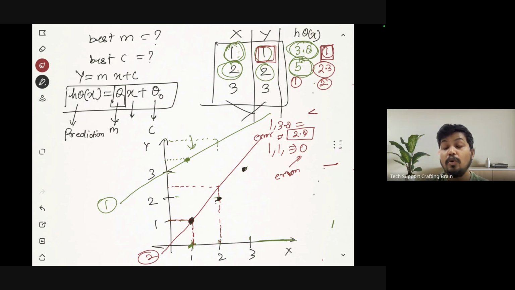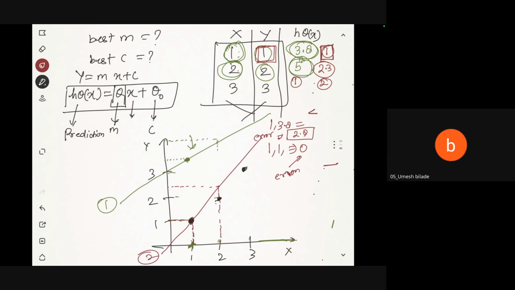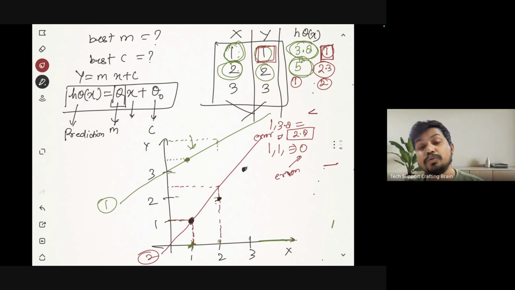Very good. So the whole idea of linear regression is that we have to increase the error or decrease the error? Decrease the error. Very, very good. So we have to try to decrease the error. And if we decrease the error, then automatically we get the best result, or not? Yes, very good.